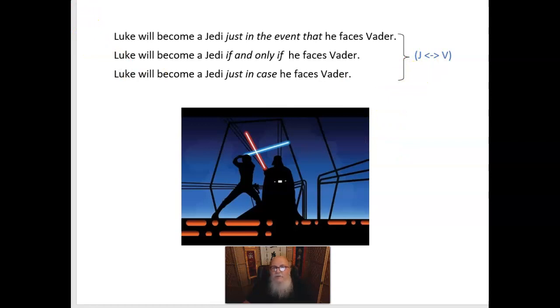So Luke will become a Jedi just in the event that he faces Vader. Luke will become a Jedi if and only if he faces Vader. Luke will become a Jedi just in case he faces Vader. J is equivalent to V.